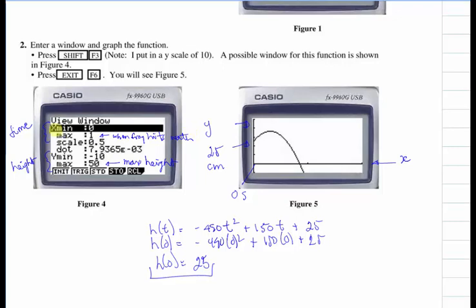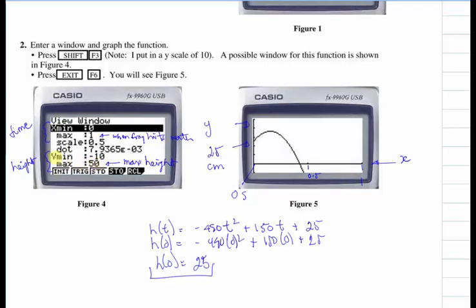So for my x-axis, I'm going to start at 0. I'm going to go as high as 1. And I do want some tick marks on my x-axis, so I'm going to put in a scale of 0.5. So if this is 0, this is 0.5, and this is 1. And we've already decided our y-max is going to be around 50.